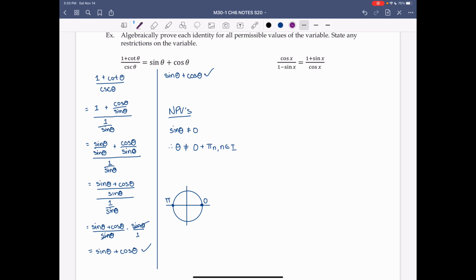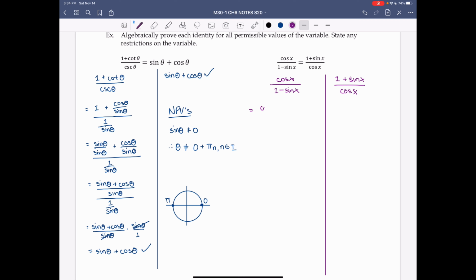Cos x over 1 minus sine x and 1 plus sine x over cos x. They look equally as complicated, so pick a side to manipulate. I'm going to go with the left side. We have cos x over 1 minus sine x, and the right side is 1 plus sine x over cos x. I can't change cos or sine. I do have a binomial denominator, so I'm going to multiply by the conjugate.